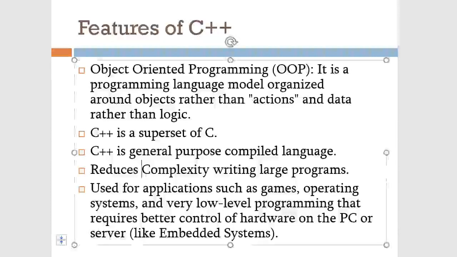C++ reduces complexity when writing large programs. This is typically a problem in the C programming. So when your program goes above a certain line limit, it becomes very difficult to maintain and it becomes very complex. C++ reduces this complexity while writing large programs, since your program is organized in terms of classes and objects, that becomes very easy to maintain and thus reduces the complexity as well.